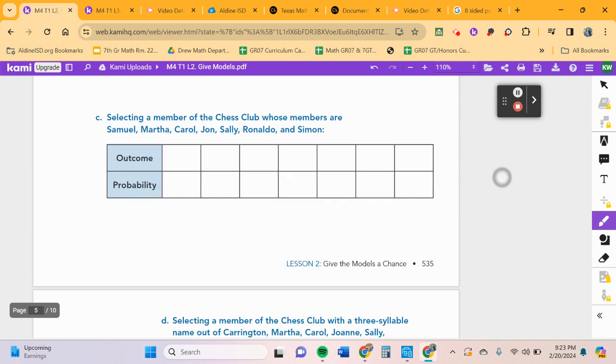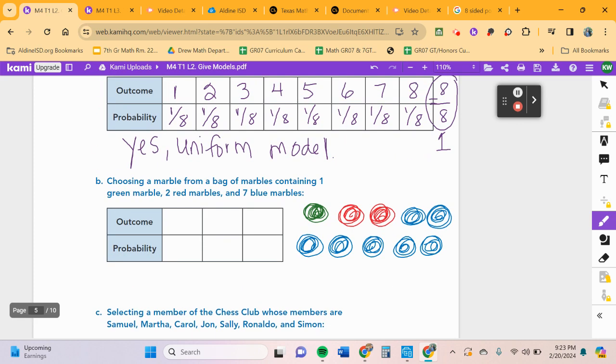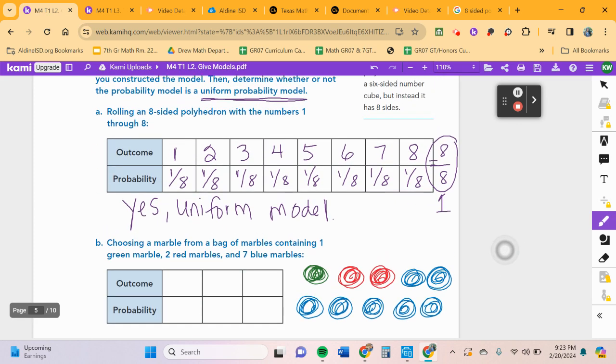All right, I'm going to pause here. I want you to pause here. I'm going to leave it here, that way you've got this model for you. I want you to set your timer for 4 minutes max, 4 minutes to complete B, C, and D. Pause here.